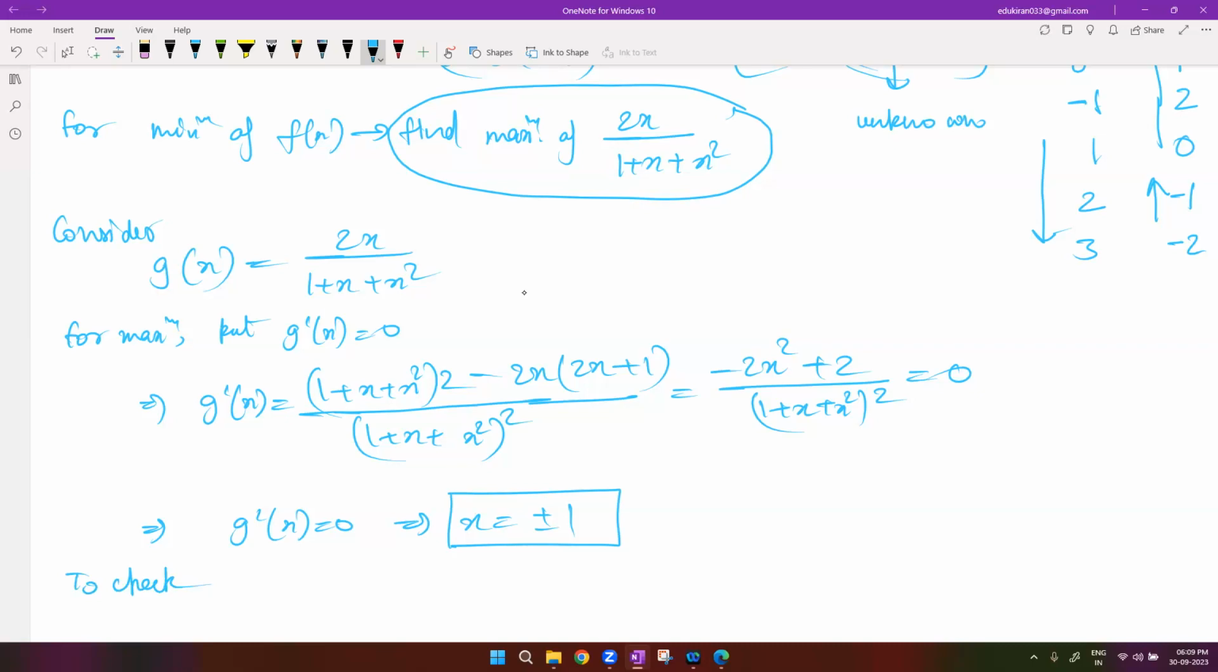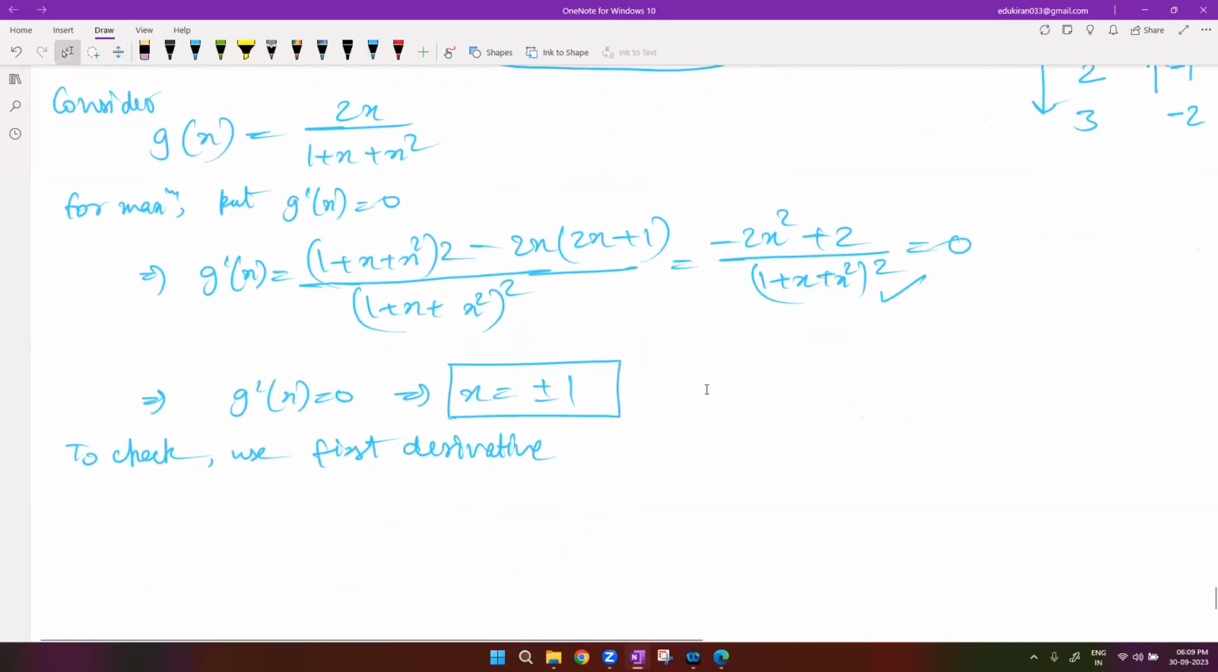Also you can use your first derivative test only. In the first derivative, we don't need to use this part, the denominator. Why? Because this is a square. This is always positive, this is an even power. So we can remove this. I'm taking -2 common. This becomes x square minus 1, which becomes x minus 1 into x plus 1.